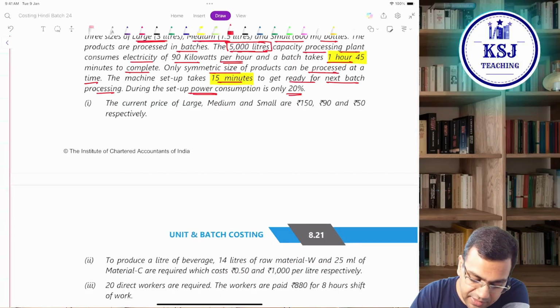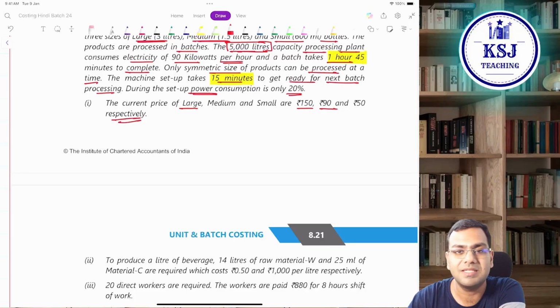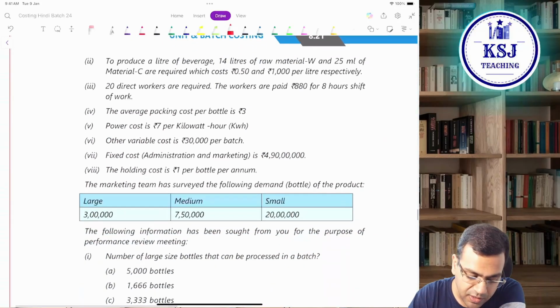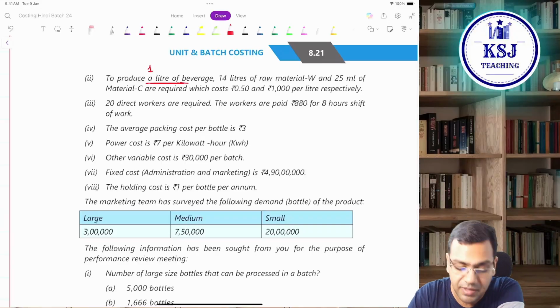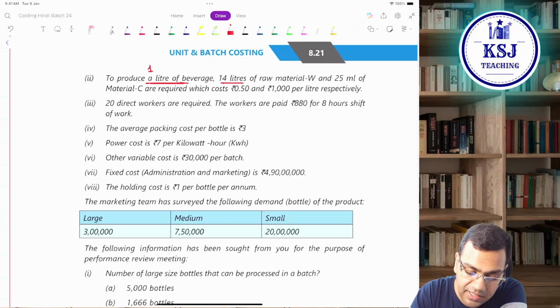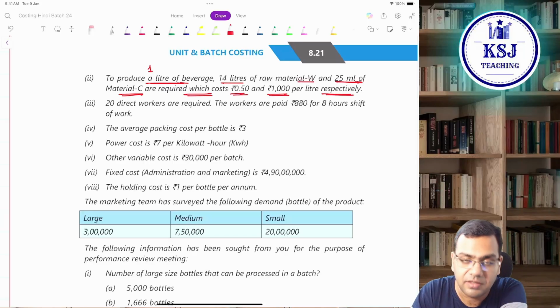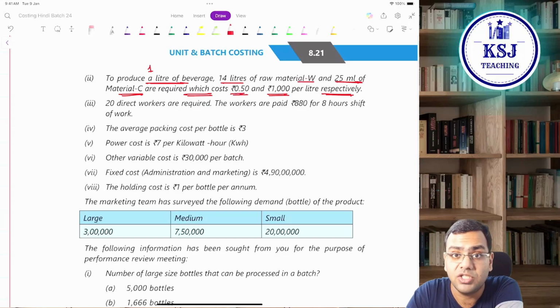Okay, now they say the current price of the large, medium and small are 150, 90 and 50 respectively. So this is the selling price of the bottles which is given to you. To produce a liter of beverage, that is for producing 1 liter of a beverage, 14 liters of the raw material W and 25 ml of the material C are required, which cost 0.5 and 1000 per liter respectively. So to manufacture 1 liter of this soft drink, how much of the raw material is required, that is given, and the price of the raw material is given to you.